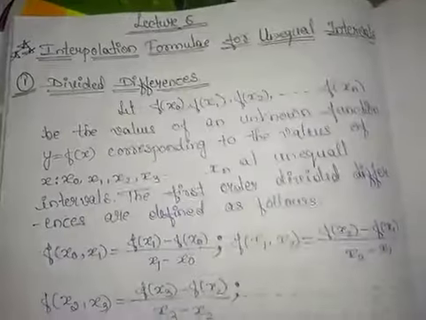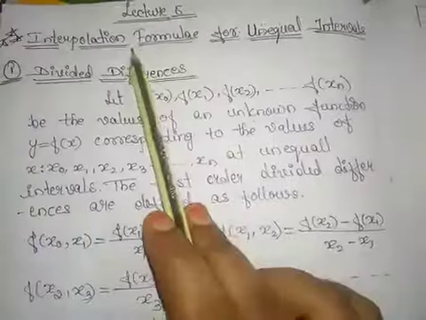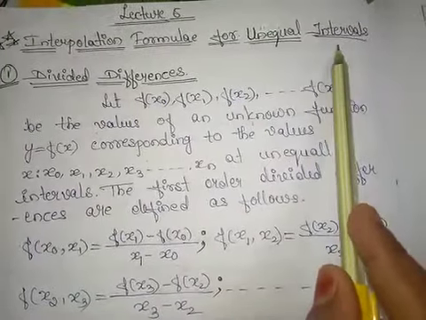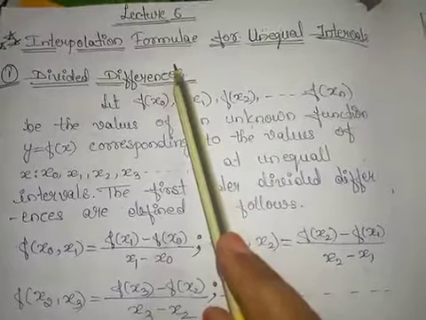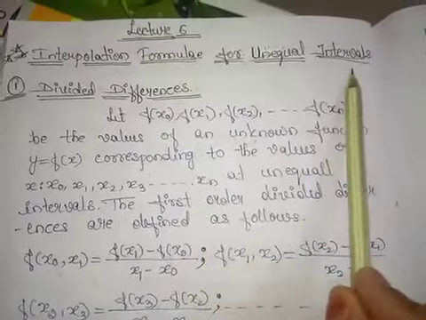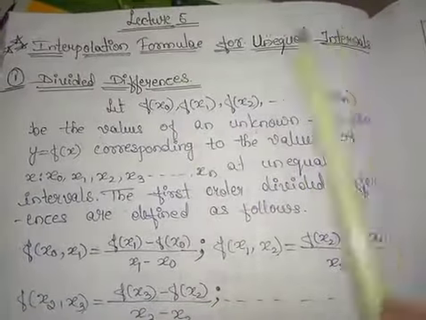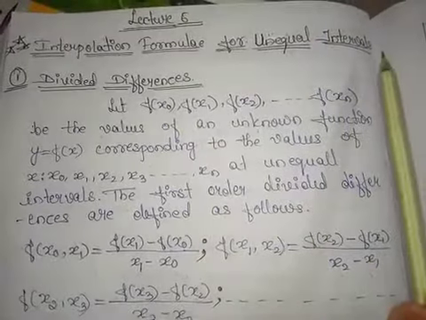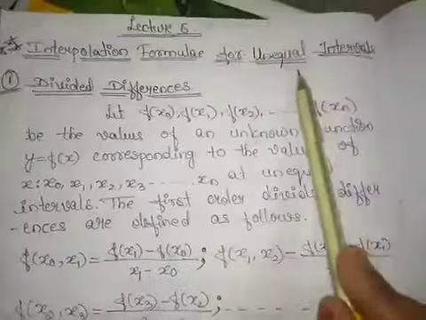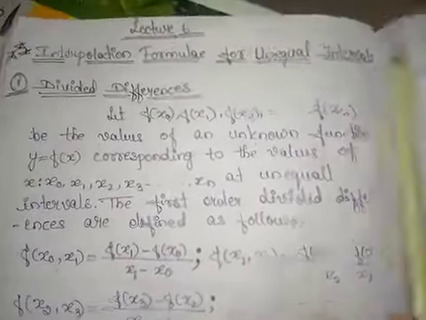Hello everyone. Today I am going to start a new concept, that is interpolation formula for unequal intervals. In the last lectures we have seen interpolation formulas for equal intervals. What are those? Newton's forward interpolation formula and Newton's backward interpolation formula. These two are interpolation formulas for equal or equidistant intervals.